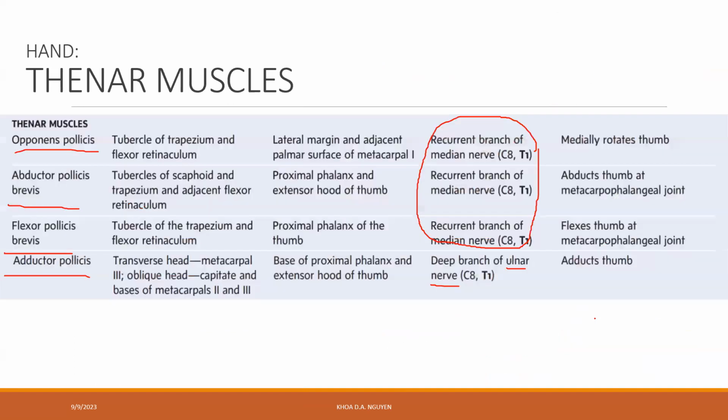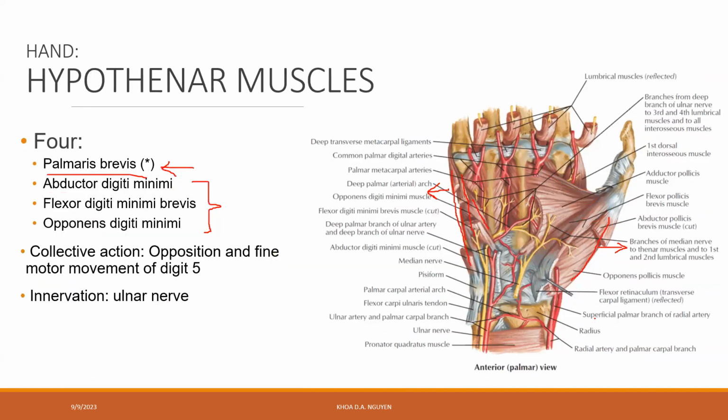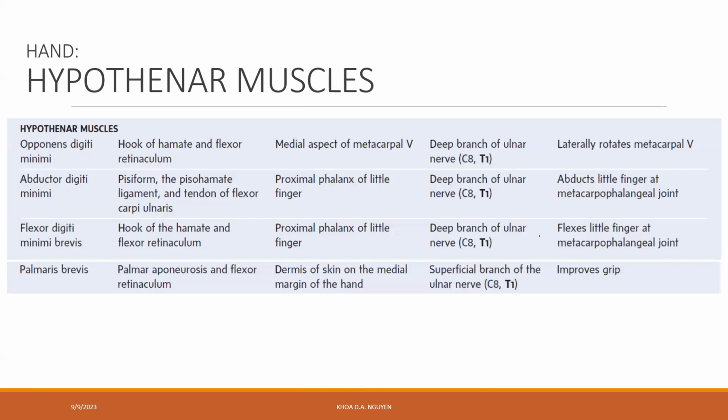All right. So now, what is the collective action of those hypothenar muscles? So this collective action is the opposition and fine motor movement of digit 5, aka the pinky finger. Okay, and they are all innervated by the ulnar nerve. There is no exception here. And this basically summarizes what we have just talked about. Just look at the name, okay, and the orientation is almost the same as that of the thumb, except for palmaris brevis, which is the most superficial muscle. Okay, and they are all going to be innervated by the ulnar nerve.